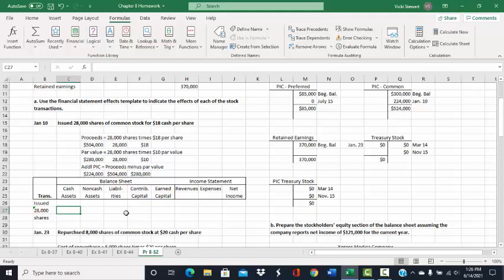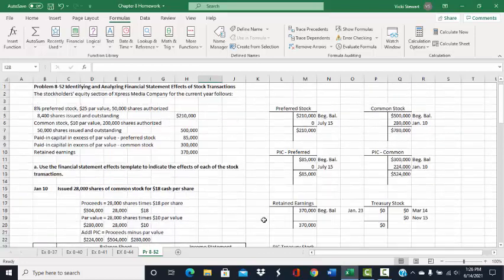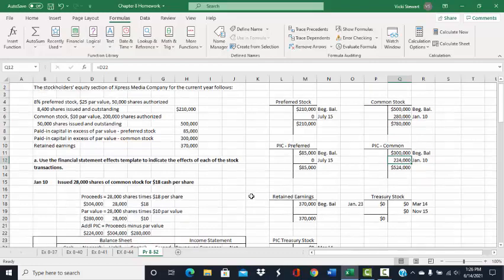On our financial statement effects templates, cash would increase by $504,000 and contributed capital would increase by the same amount. When we look at our T accounts, we see that common stock increased by the par value and paid-in capital increased by the $224,000.